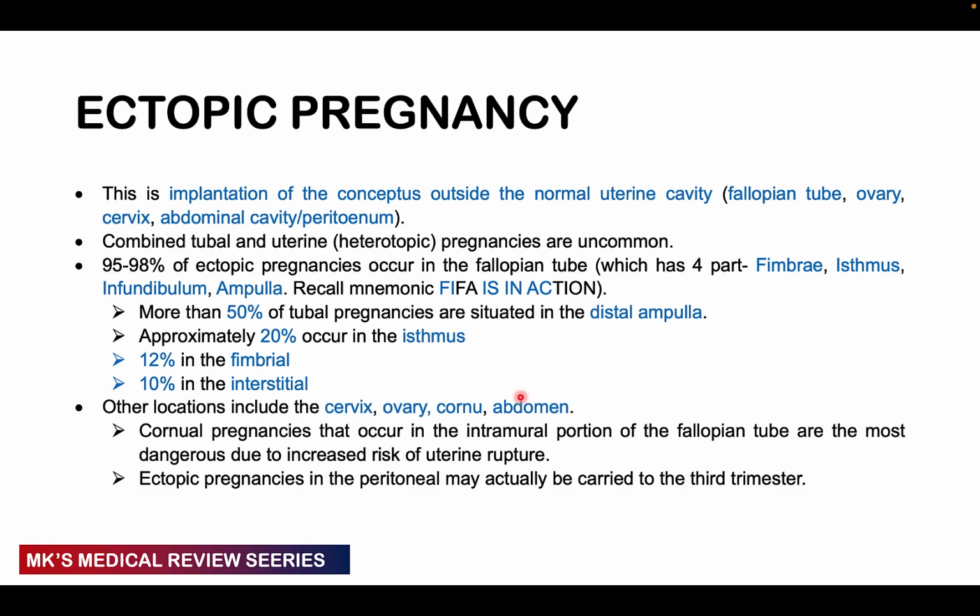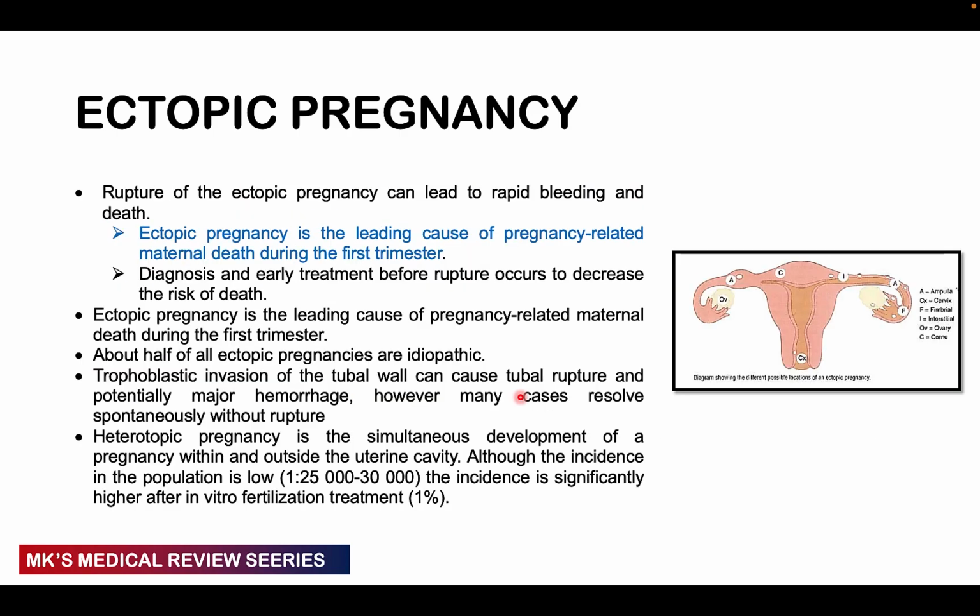Remember that the cornual pregnancies, which are a part of the intramural portion of the fallopian tube, are the most dangerous because the space is very small and there is an increased risk of uterine rupture with this type of ectopic pregnancy. And you get a few rare cases where the ectopic pregnancy is actually found in the peritoneal cavity, and some of these have actually been carried up to the third trimester.